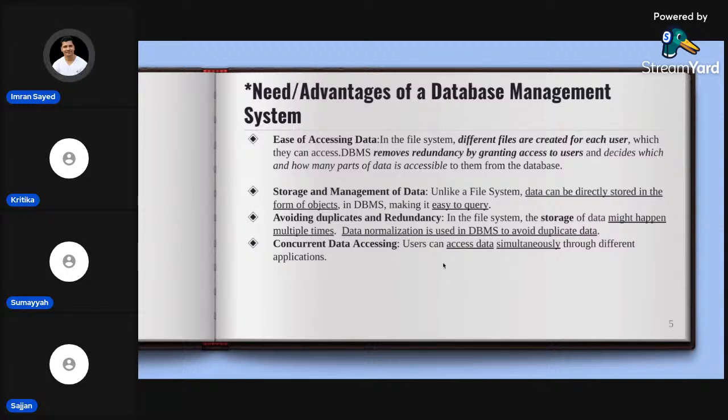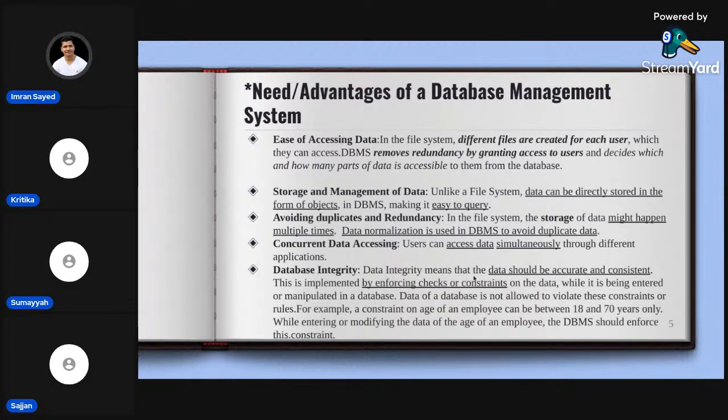So this is what we spoke about in the earlier questions, where it asked not what is, but what are the problems of the concurrent data accessing. So this is what it talks about here. Integrity means data should be accurate and consistent, and this is implemented by enforcing checks or constraints on the data while it is being entered and manipulated in the database. Data of a database is not allowed to violate this constraint or rules. For example, a constraint on age of an employee can be between 18 and 70 years only. While entering or modifying the age of an employee, the DBMS should enforce this constraint.